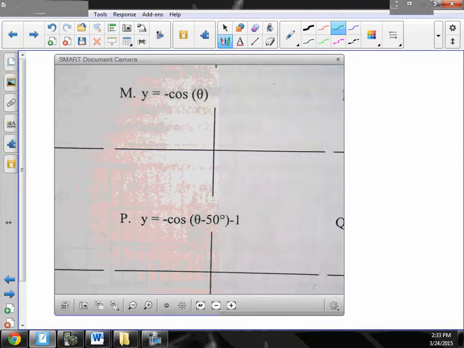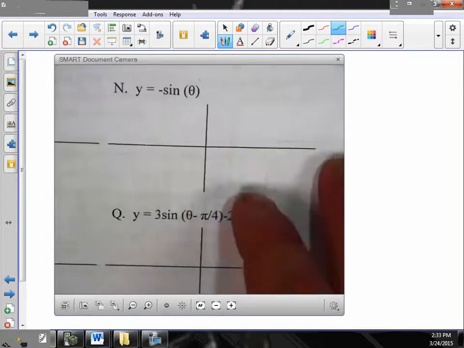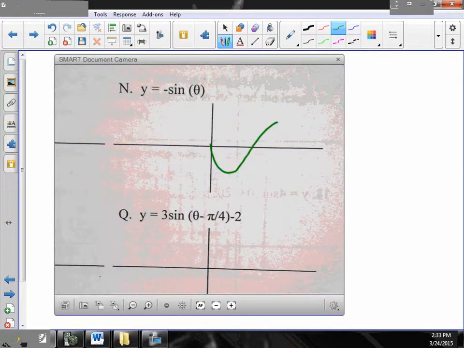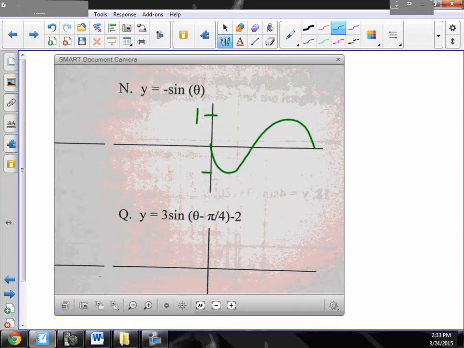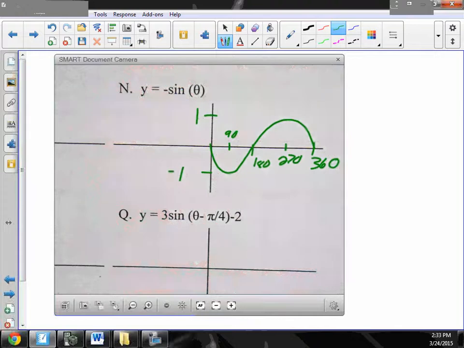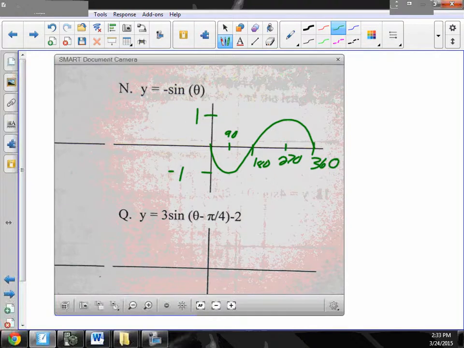So in a similar vein, N is just going to be a sine that looks like this. So 90, 180, 270, and 360. Now for the fun ones. We're going to combine everything you know so far.